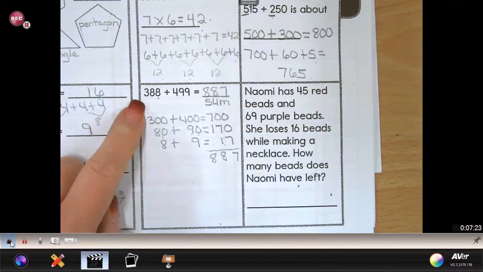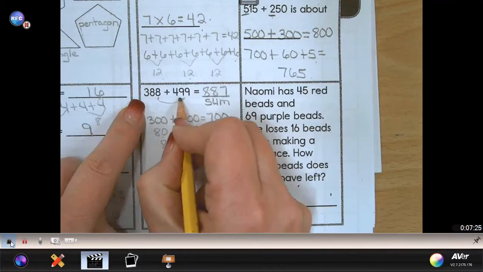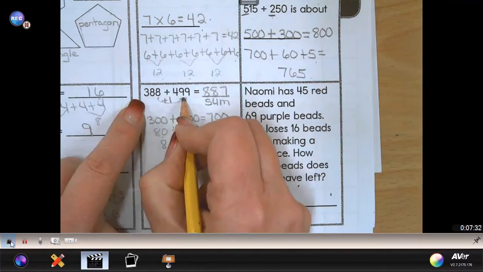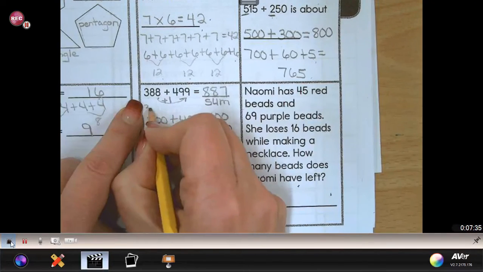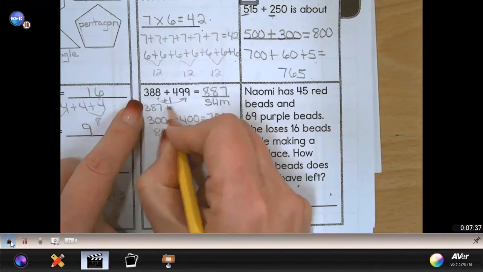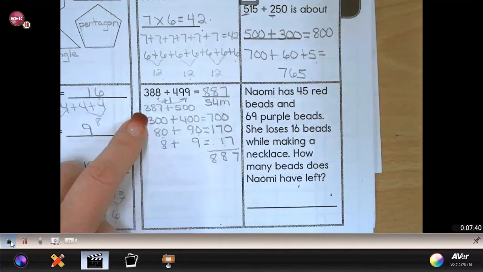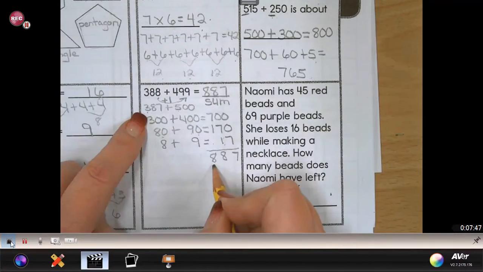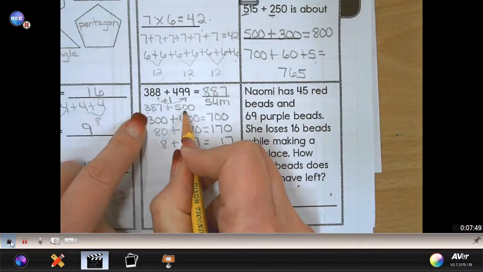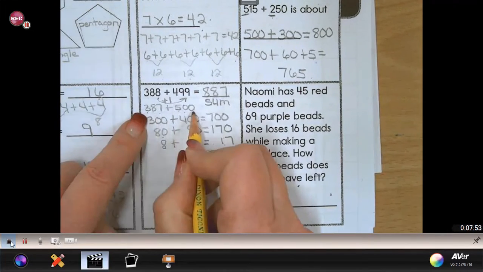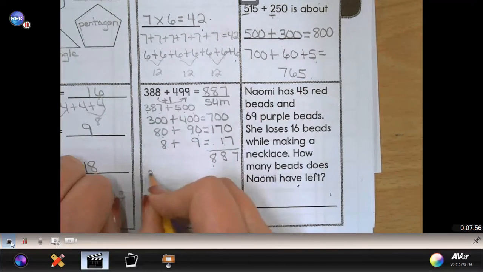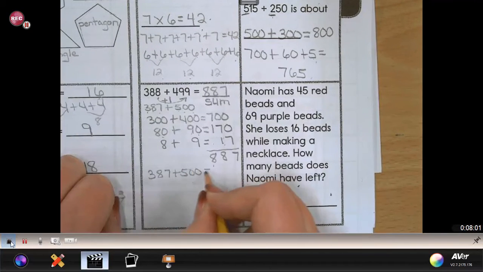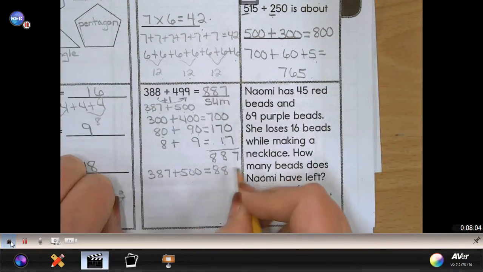Now, another way to think about this is if I were to take 1 from here, from the 388, and add it to 499, this would become 387 and 500. Now, making it much easier to add 500 plus 300 is 800. And then the 80, we're not adding any more 10, so that'd be 80. And 7 ones would be 7. So if I take this 387 and add 500, I'm still going to get 887.